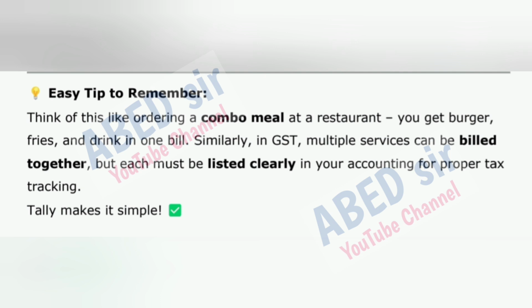Easy tip to remember. Think of this like ordering a combo meal at a restaurant. You get burger, fries, and drink in one bill. Similarly, in GST, multiple services can be billed together, but each must be listed clearly in your accounting for proper tax tracking. Tally makes it simple.